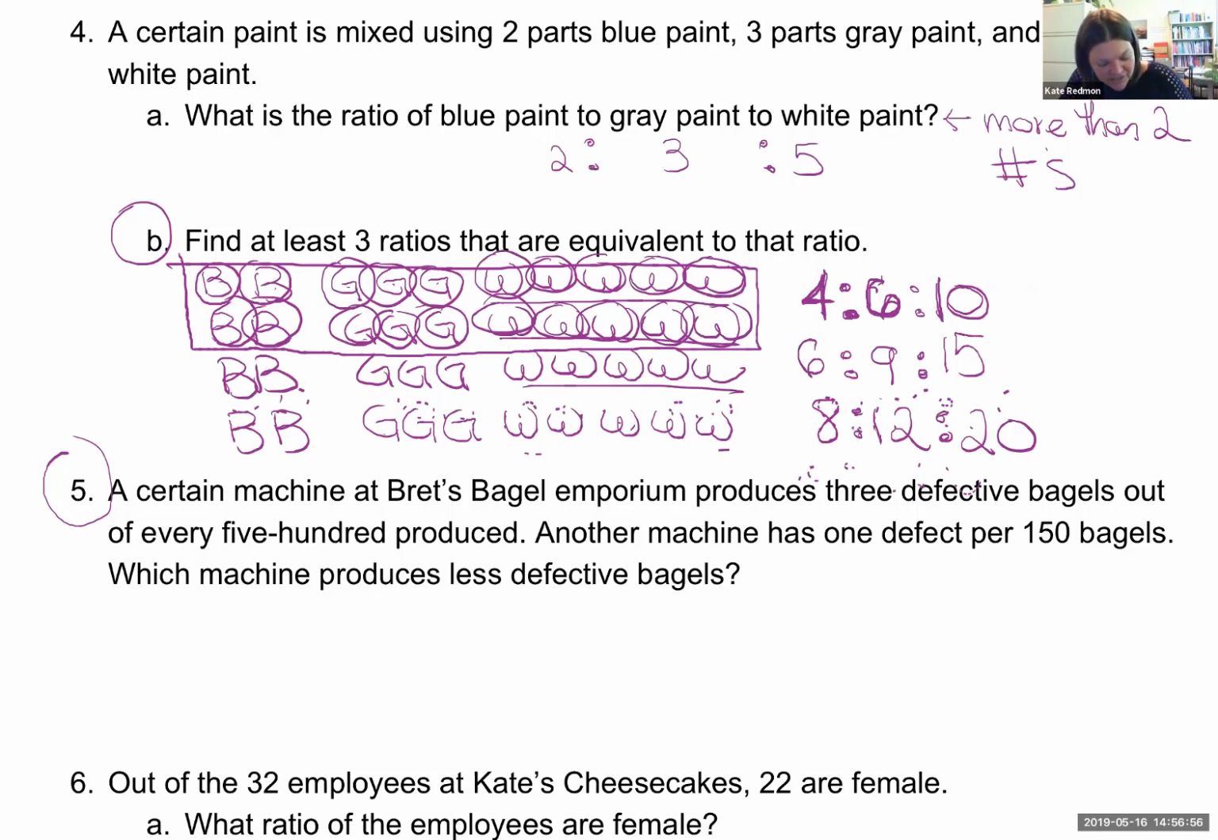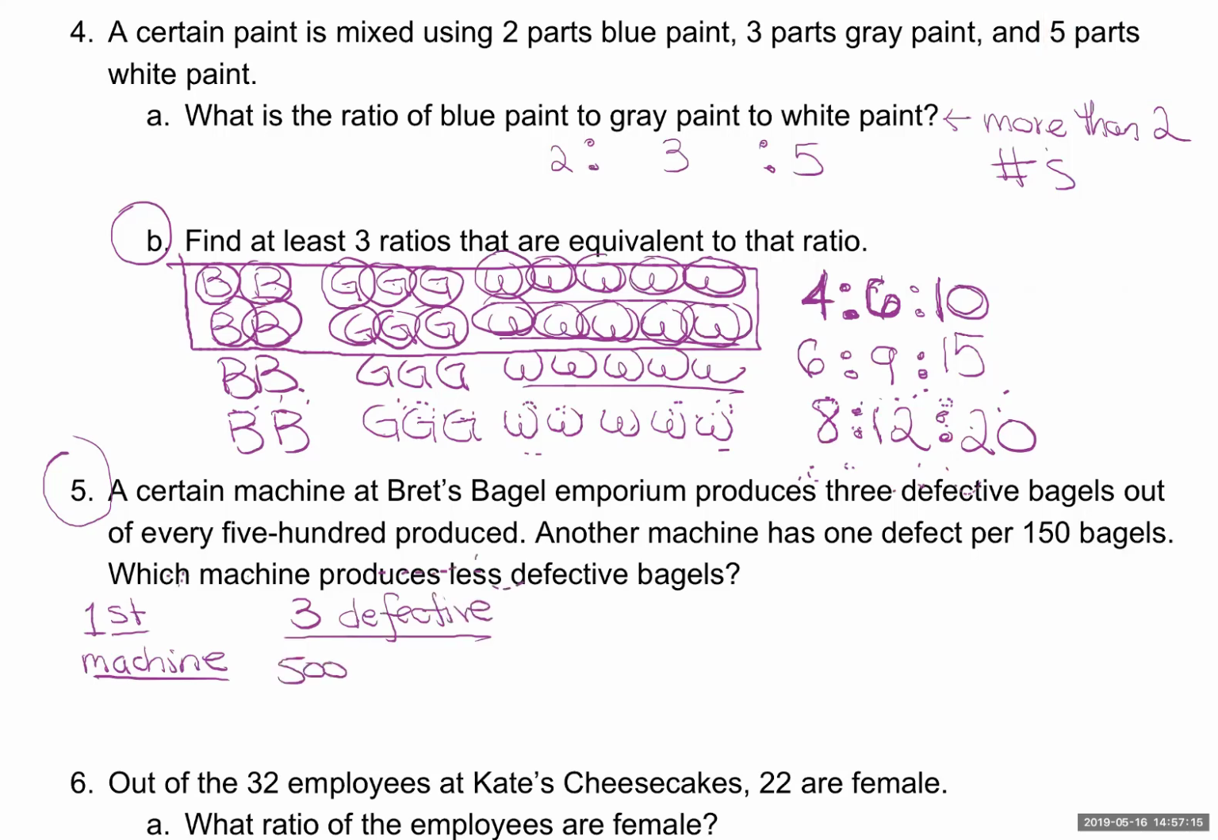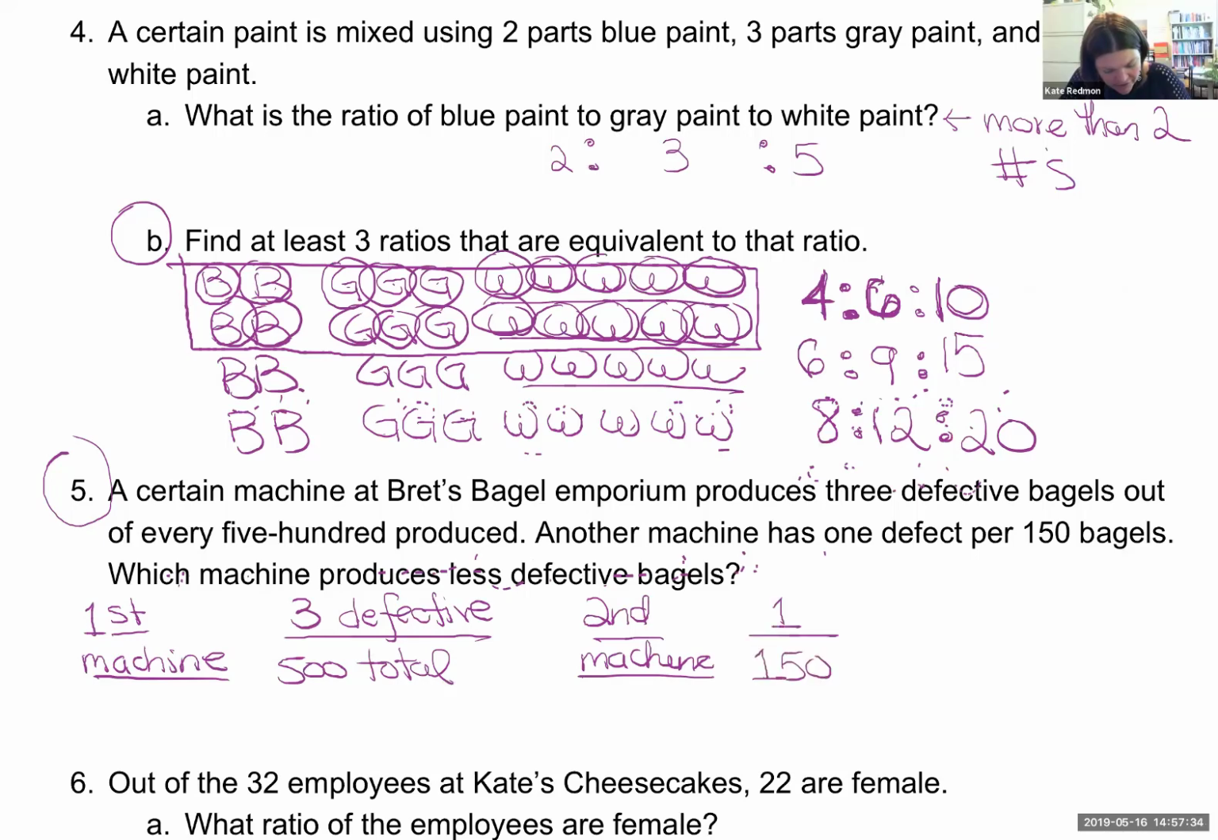Let's write them down first. Let's look at the first machine. What's the ratio I see in the first machine? 3 to every 500. Yeah, 3 what? That 3 represents what? Defective bagels. Absolutely, 3 defective. And that 500 is what? That's every 500 bagels produced. Exactly, the total bagels, all of them, the good ones, the bad ones. Beautiful. Now our second machine has a different relationship. The relationship there is 1 out of 150. 1 defective bagel out of every 150 total bagels.